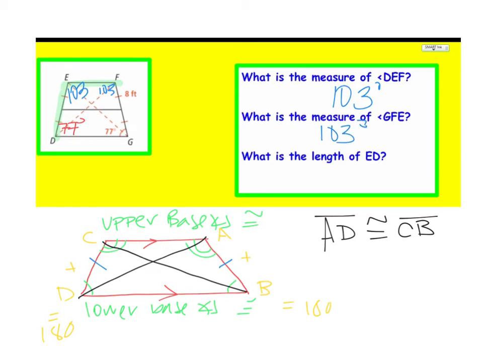Okay, and then it says, what is the length of ED? So what do y'all think? You think you know what the length of ED is? It gave me one piece. Because all of these segments that are marked congruent are 8 feet, that means these are 8. That also makes it an isosceles trapezoid. So we get that ED is 16 feet.